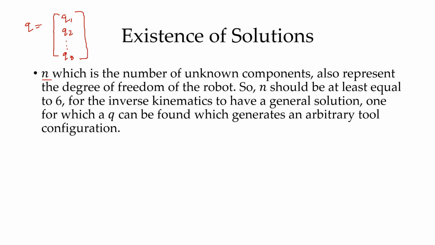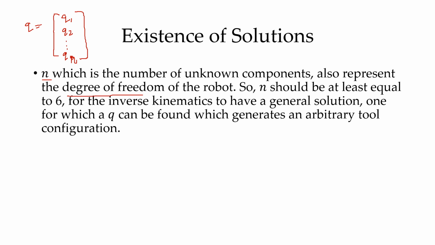This is the number of joint q3, not qn. And this n indicates the number of components of the vector of joint variables. Also, this n indicates the degrees of freedom of the robot. So n indicates the degree of freedom of the robot.